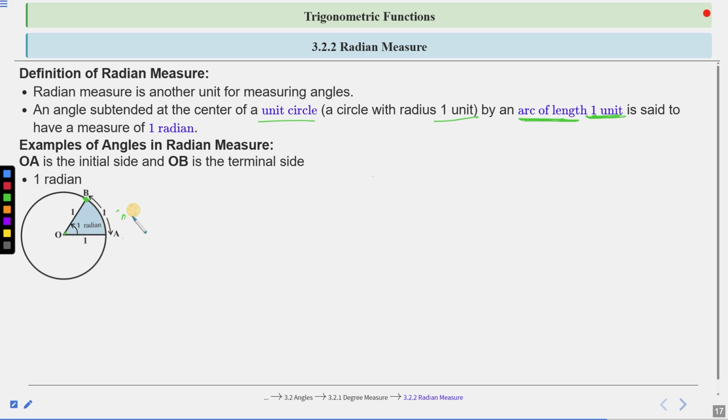Now, just observing this angle, whatever we have here, the angle subtended by these two sides OA and OB at the center, we will call that measurement, and that measurement we name 1 radian. Clear?